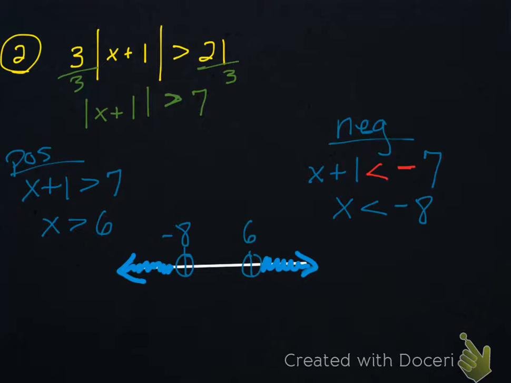And now let's write that in interval notation. So we're going to go from -infinity to -8. Again, remember, you use parentheses with open circles. We'll go from 6 to positive infinity. Make sure you put the U in between to show that you're uniting the left side and the right side of the graph.